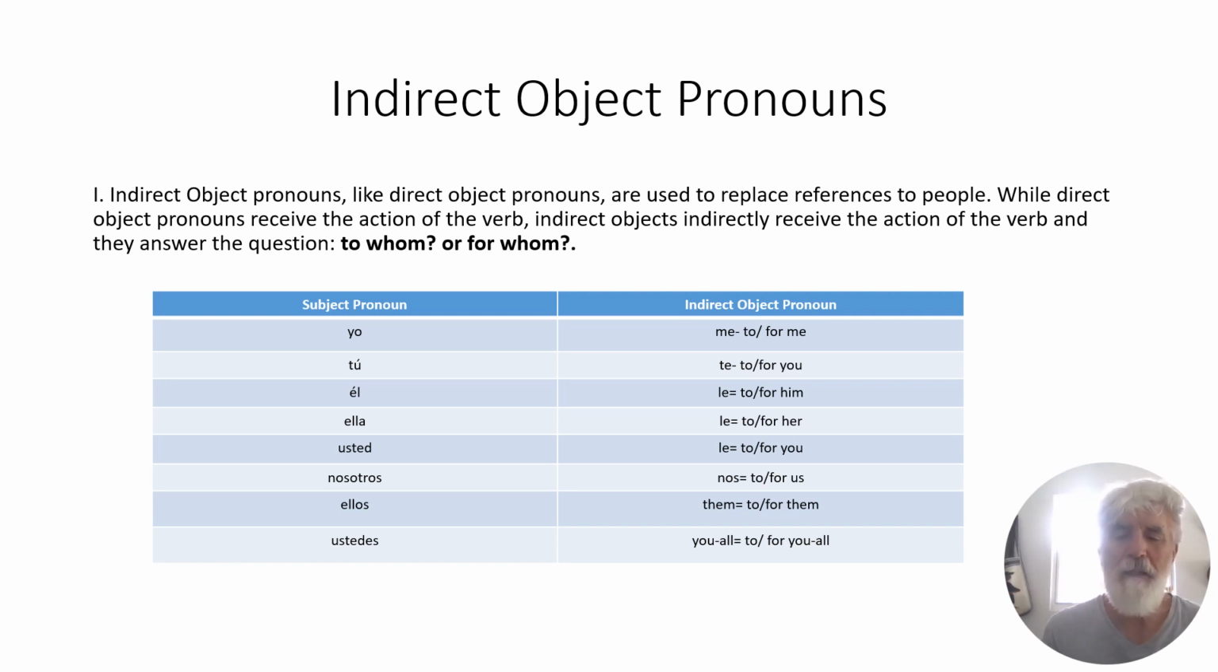Notice that the indirect object pronouns and the direct object pronouns are very similar, except for the la and usted, it's le, not lo or la. And then for ellos and ustedes, it's les, not los or las. Other than that, they are exactly the same. Just spend a little time, take a look at that.